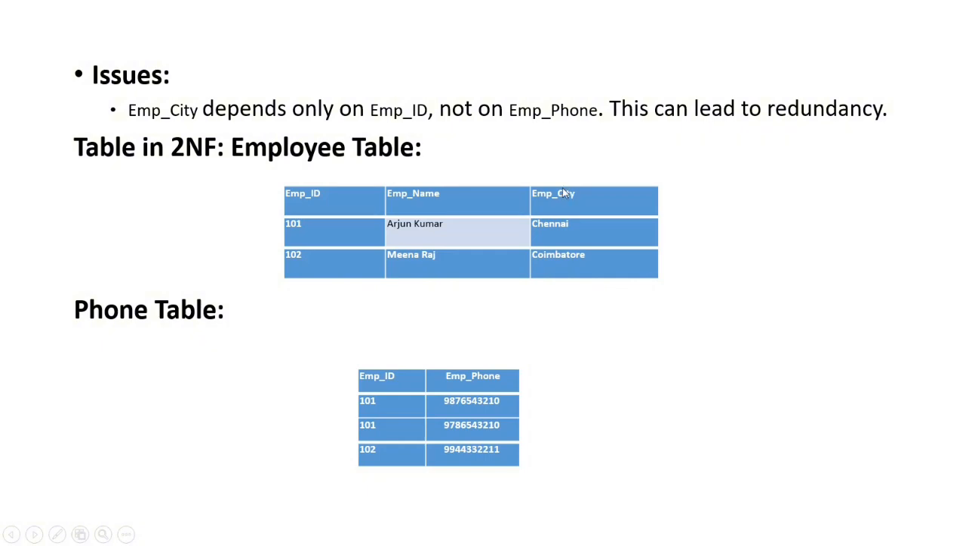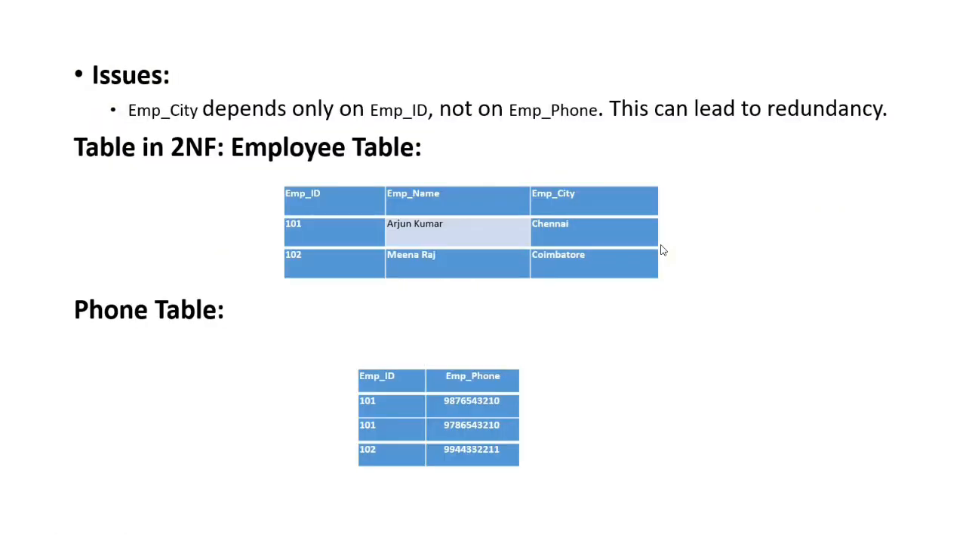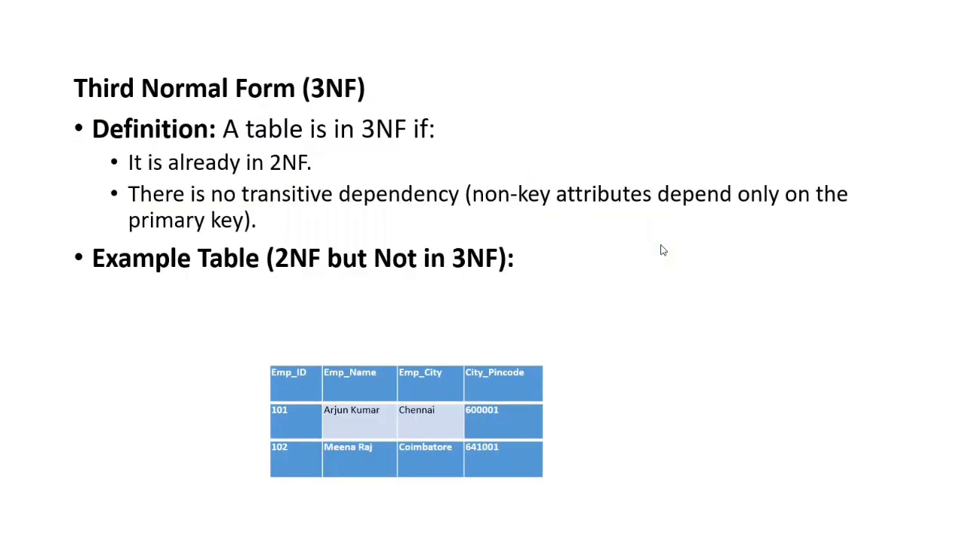So in first normal form, we need each column to contain only one value. In second normal form, we need to eliminate the partial dependency. That is called second normal form. Let's look into the third normal form, that is called 3NF.